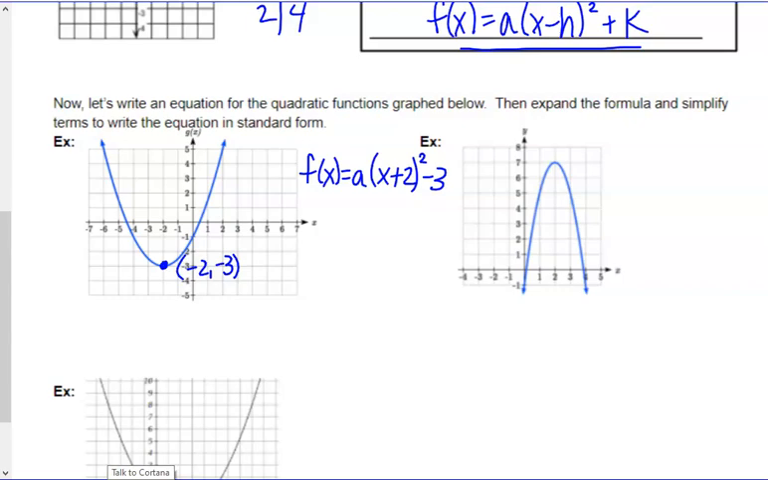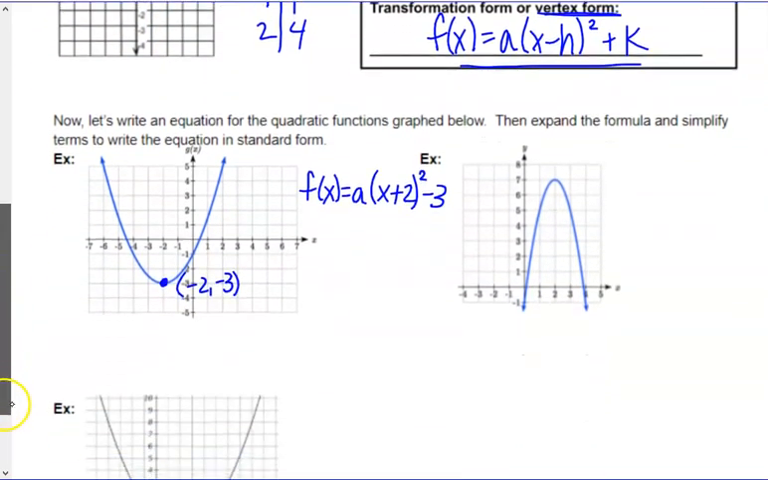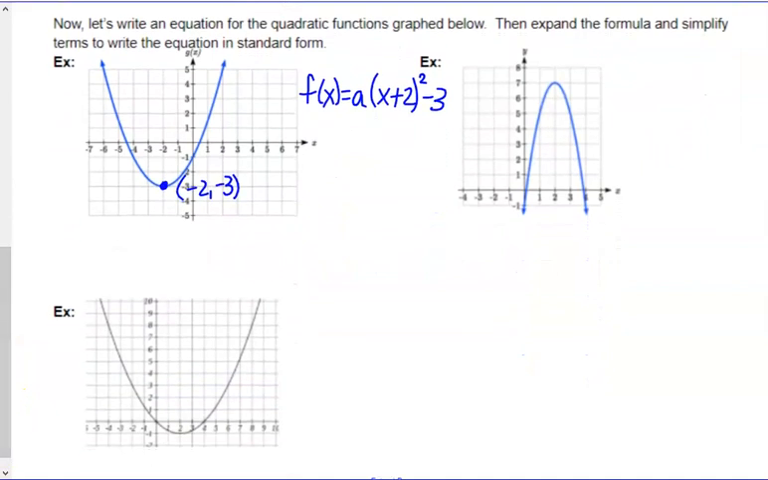Now, we have to determine a, and there are two ways to do that. Up here, I told you to find a by using the vertex and another point, or by analyzing points using this t-table. So, I'm going to do it both ways here so you can see both. If I analyze the t-table, notice this is the original, and we have to determine what we have done to get this pattern of these points over here. Now, from my vertex, if I go over 1, normally we go up 1 full box. Now, this one is below there.